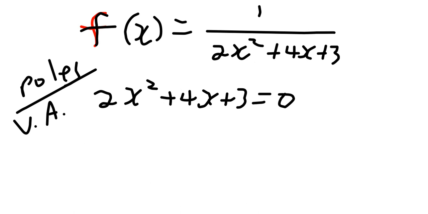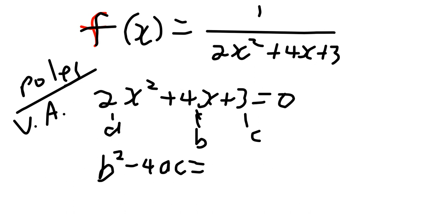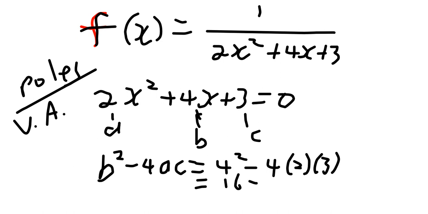However, when you go to do this, you'll notice that if this is A and this is B and this is C, in the quadratic formula you try and take the square root of b squared minus 4ac. We call that the discriminant. And notice that b squared minus 4ac in this case is equal to 4 squared minus 4 times 2 times 3. 4 squared is 16. 4 times 2 times 3 is 24. And this gives us negative 8.